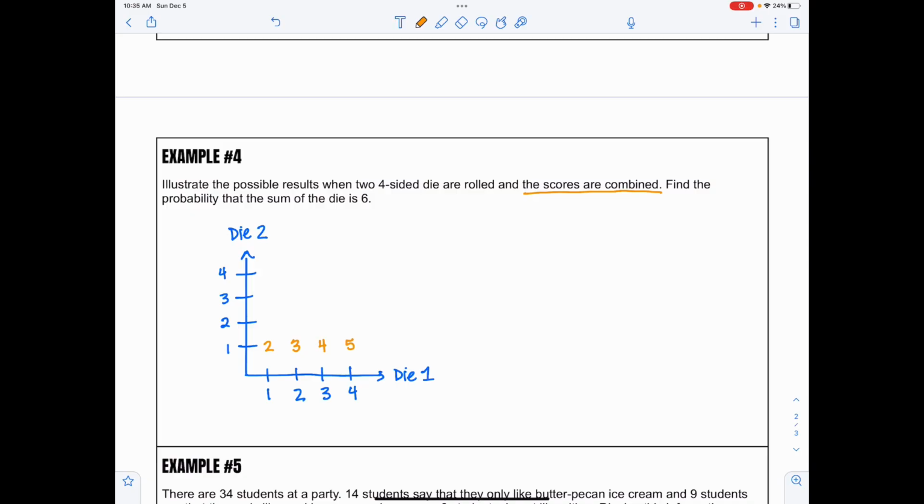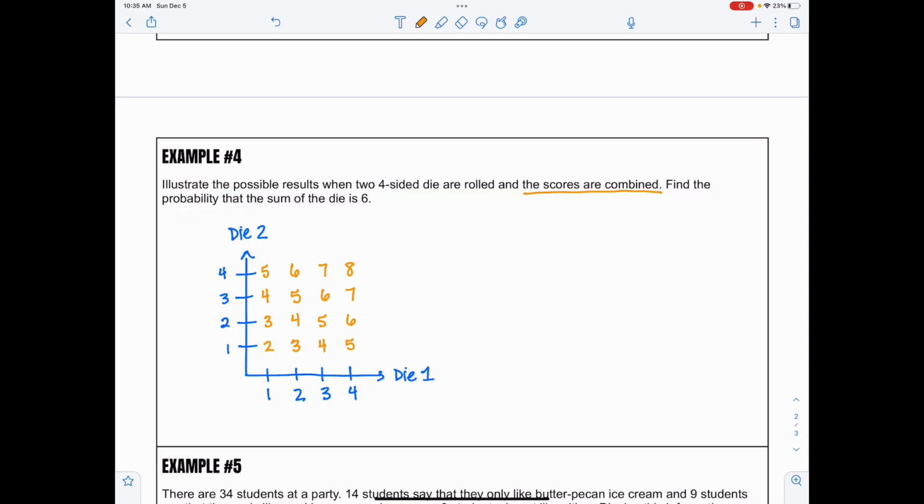If I go to rolling a 2 for die 2, that's going to give me a 3, a 4, a 5, and a 6. If I roll a 3 on die 2, that's going to give me a sum of 4, 5, 6, 7. And if I roll a 4 on die 2, that's going to give me a sum of 5, 6, 7, and 8. So I put my sums in the middle.